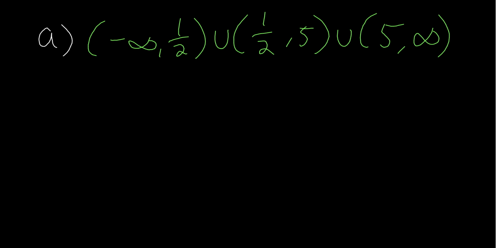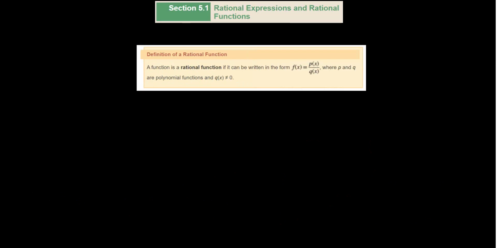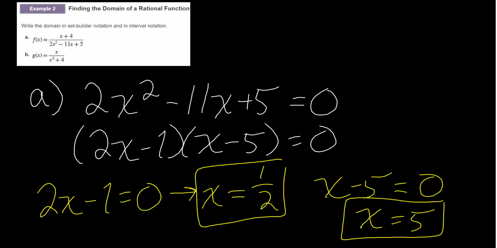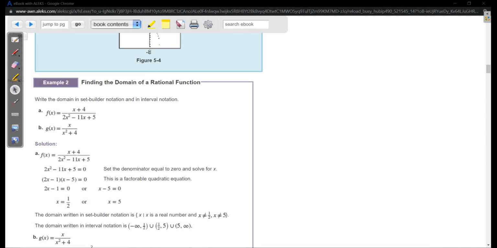Whew. That's interval notation. Now set builder notation, as I mentioned, is something that I like a little bit more. We're just going to write the curly brace. We're going to say x such that x cannot be equal to 1/2 and x cannot be equal to a positive 5. Right? And that is the domain written in set builder notation. That's that. Next, we're going to do b, and let's go ahead and re-snip the problem here.